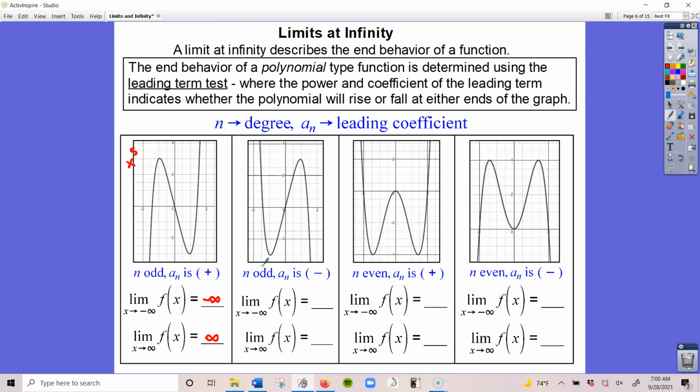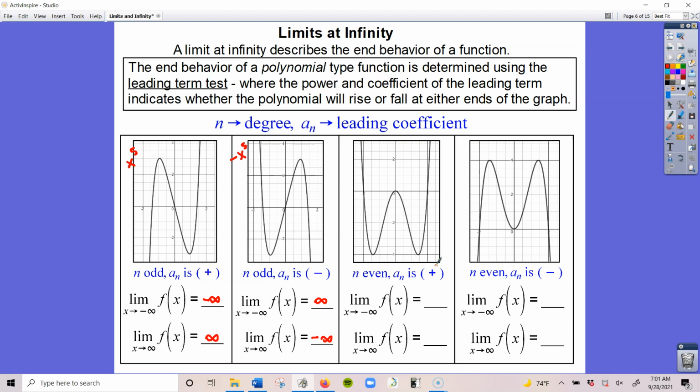Now, same thing, if you have an odd exponent, but now my leading coefficient is negative, so let's say negative x to the 5th, that means that because this is negative, the right side is going down, so the limit as x approaches infinity is negative infinity. And then the left side, because of the odd exponent, is going in the opposite direction, so positive infinity.